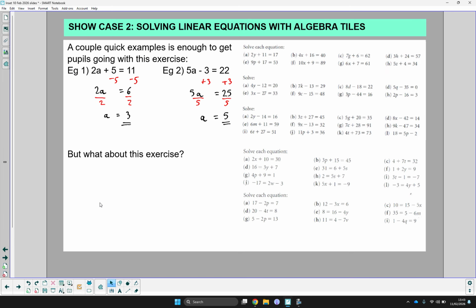Now, the reason that we do directed number in this way is it sort of ties nicely in with how we approach linear equations. So on the left-hand side, I've got two examples that I would have used in the past with my classes, showing them how to solve these level 3 equations. I would talk about balancing while I was solving these, and talk about doing the same thing to each side. And then the pupils would potentially get on with the exercise on the top right there.